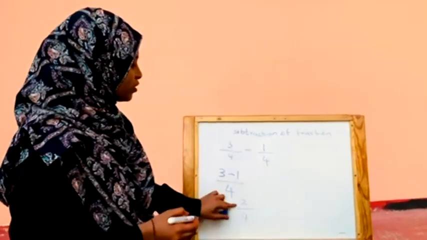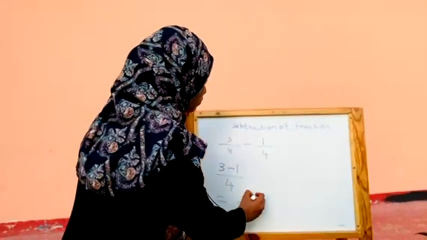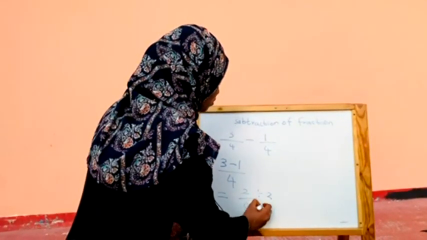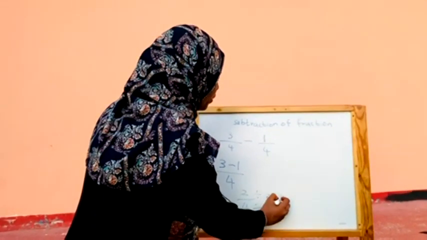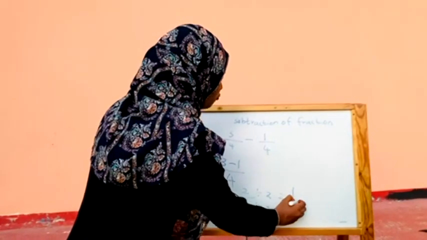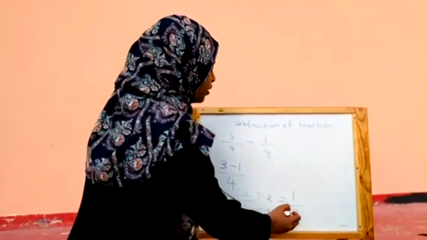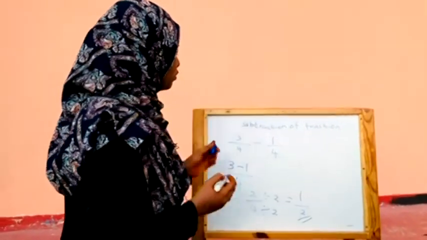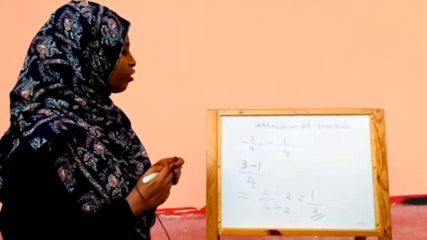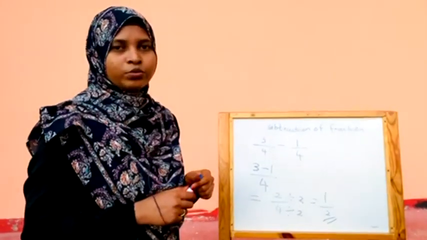We can reduce this number by 2. 2 by 2 equals 1 and 4 by 2 equals 2. So the answer is 1 by 2. So 3 by 4 minus 1 by 4 equals 1 by 2.